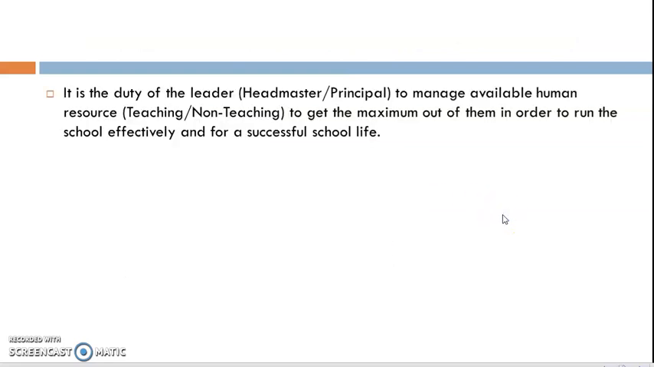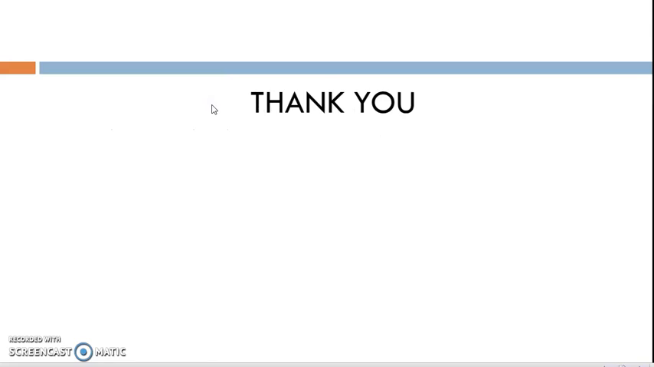Now it is the duty of the leader, who is nothing but the headmaster or principal of the school or college, to manage available human resources, that is the teaching and non-teaching staff, to get maximum out of them in order to run the school effectively and for a successful school life. Because the leader is considered responsible for all the good and bad of the institution. So this was all about managing human resources in brief.